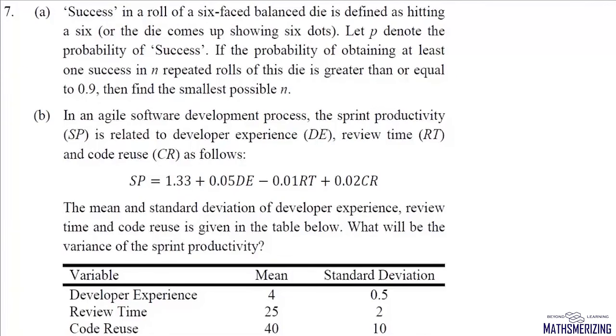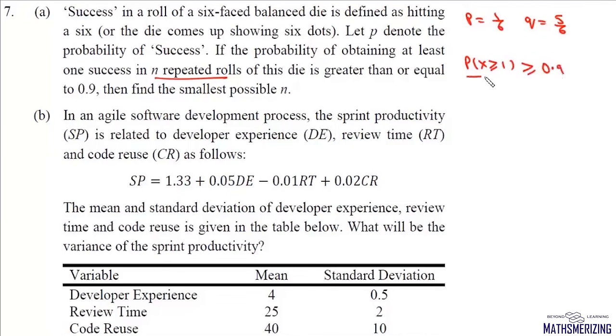Now question number 7: success in a roll of a 6-face balanced die is defined as hitting a 6. So probability of success is 1 by 6. That means probability of failure is 5 by 6. Now it says let P denote probability of success. If the probability of obtaining at least one success in n repeated rolls is greater than or equal to 0.9, that means probability that x is greater than or equal to 1 is greater than or equal to 0.9. What is the smallest possible value of n?